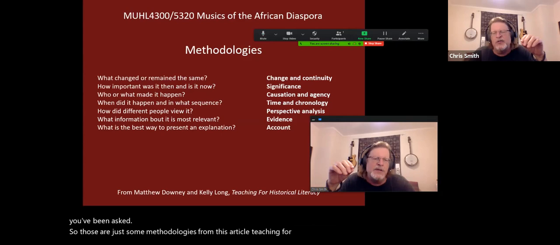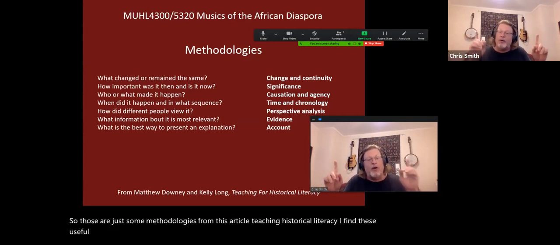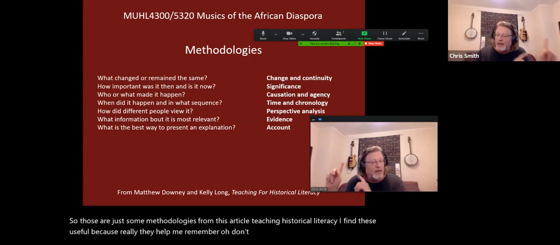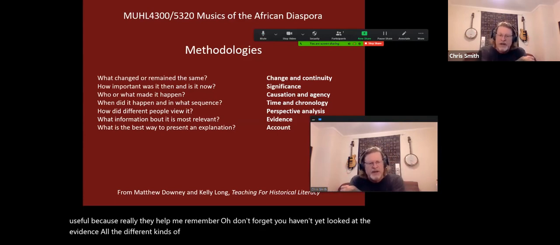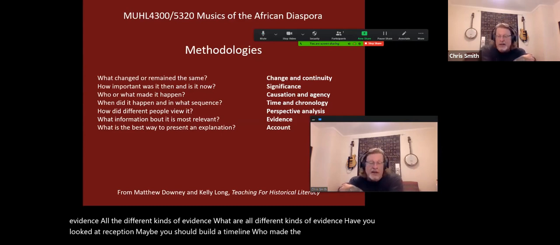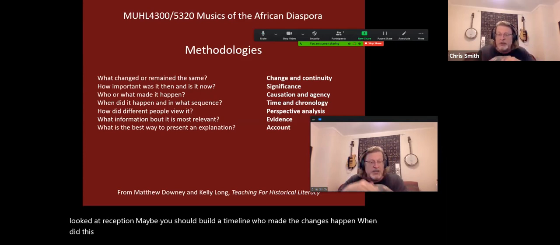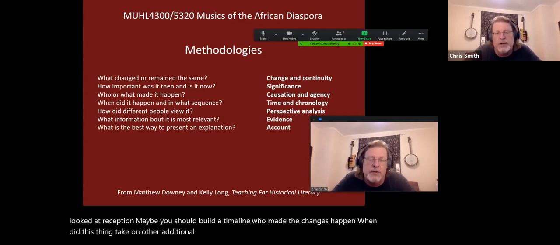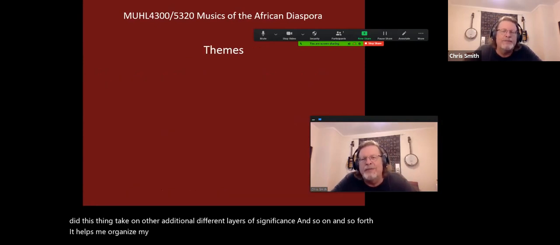I find these useful because really they help me remember, don't forget, you haven't yet looked at the evidence, all the different kinds of evidence. What are all the different kinds of evidence? Have you looked at reception? Maybe you should build a timeline. Who made the changes happen? When did this thing take on other additional different layers of significance, and so on and so forth? It helps me organize my own historical thinking.